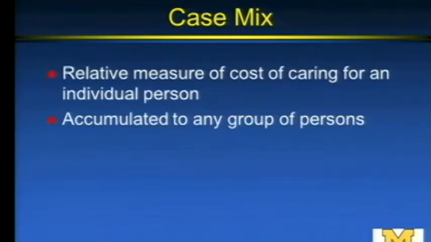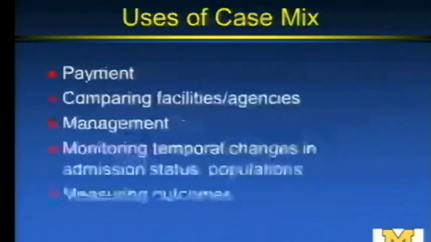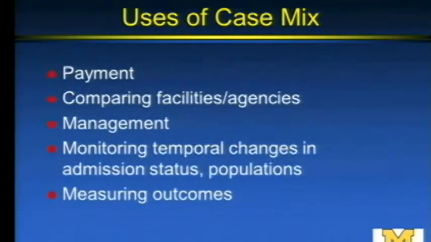It's a relative measure of the cost of caring for an individual person. And so it says this person costs 20% more to care for than that person. And therefore, you can then accumulate it to some group of people. It could be everybody in a nursing home, or everybody in the eastern part of the state, or everybody in a home cared for by a home care agency. And that measure then could be used for a variety of purposes. So the one that everyone focuses on, and the one we're talking about here, is payment.